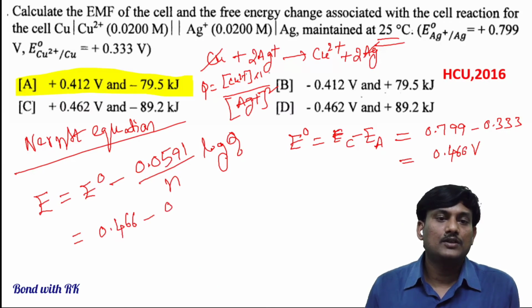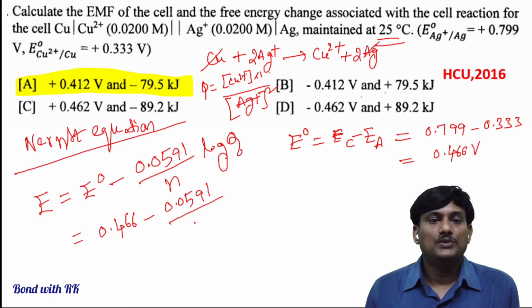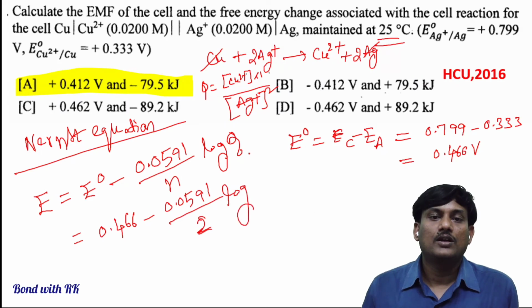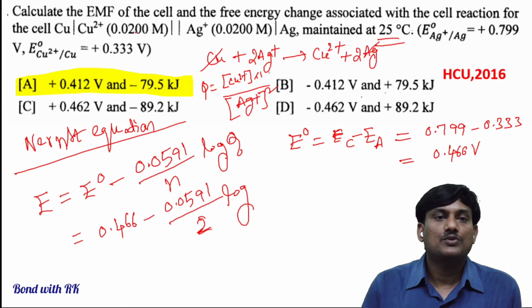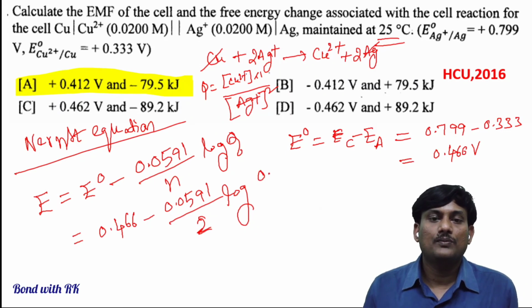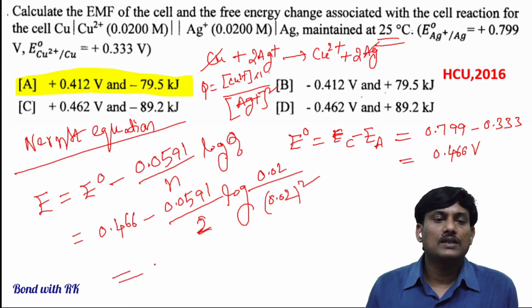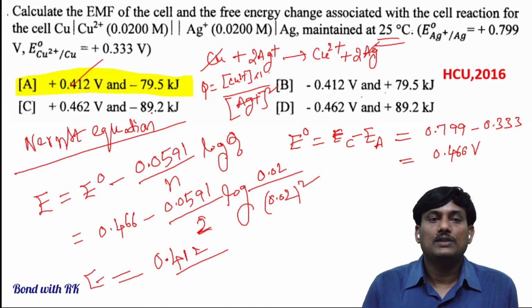Okay, E is 0.466 minus 0.0591 by n. Here n is 2, and log of concentration of Cu2+ by Ag+ squared. Cu2+ concentration is 0.02 divided by 0.02 whole square. Upon simplification, you will get around 0.412. This is the E value. Okay, 0.412 you will get.